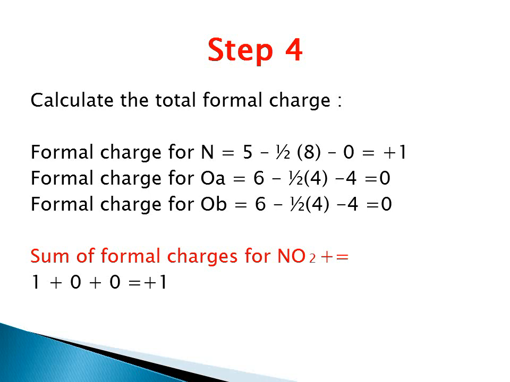So the last step, after we draw the Lewis dot structure, is to check the total formal charge, whether it tallies with our structure or not. In this case, nitronium ion has a formal charge of plus 1. So we calculate the formal charge. From here we can see the formal charge for nitrogen is plus 1. Formal charge for oxygen A is 0. Formal charge for oxygen B is also 0. When we add them together, the total formal charge is plus 1, which tallies with our molecular structure.